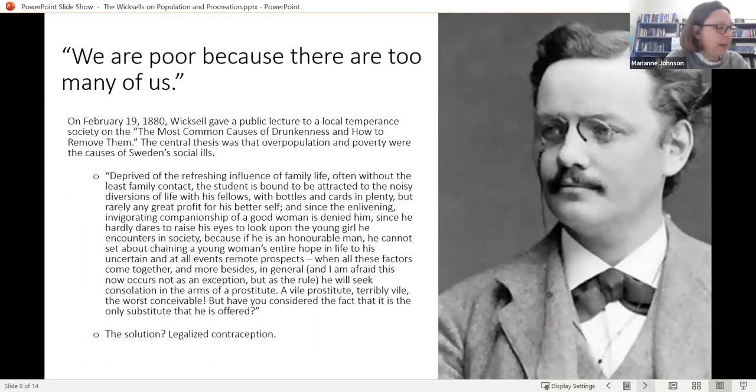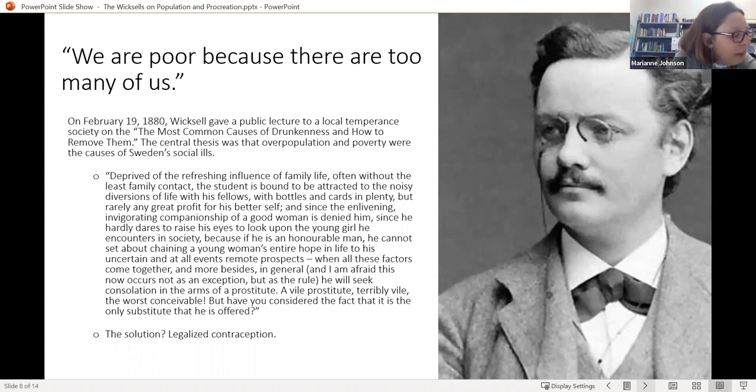But what got him into this? In 1880, after several years of depression and a religious crisis, and after he wasn't really going to classes anymore as a university student, suddenly in 1880 he reappears and gives a public lecture on the common causes of drunkenness and how to remove them. His central thesis was that overpopulation and poverty were the root of all of Sweden's social ills. And basically the speech was his reading of George Drysdale's take on neo-Malthusianism.